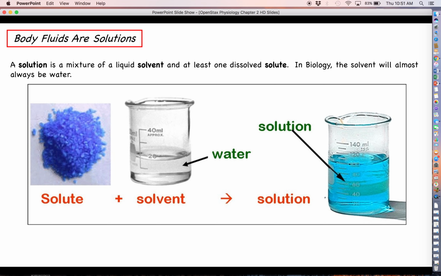So in this picture that you're looking at right here, we have our solute, which is some type of blue crystalline material. Not sure exactly what that's supposed to be. And then we have our solvent, which is just pure water in a beaker.